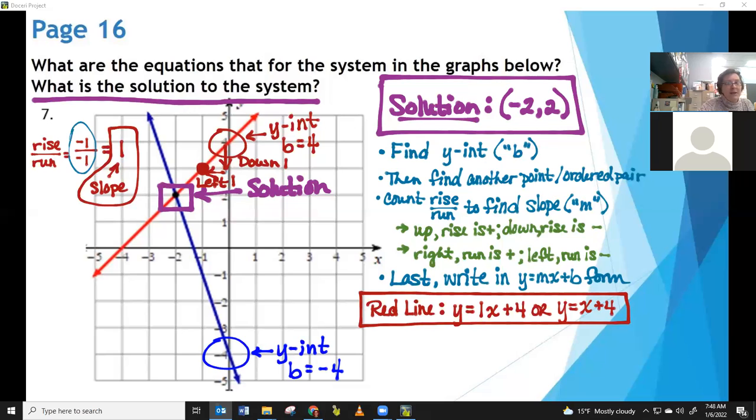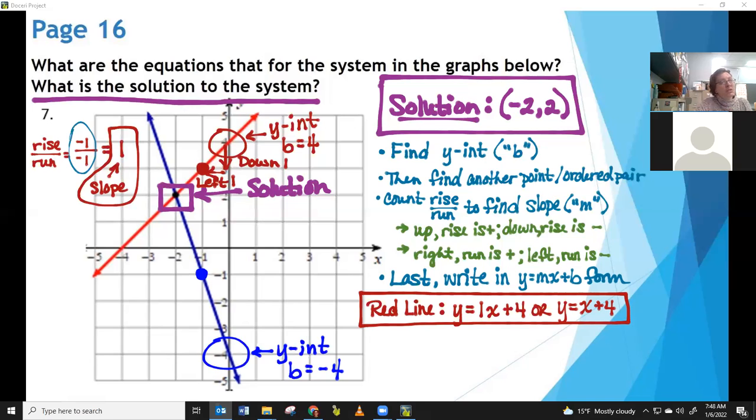Give me any other point where you could write down the ordered pair. I need another point that's on this blue line. Thank you, Anaya. -1, -1. We could use that. I'm kind of surprised that nobody said we could use the solution. We can use that for both of the lines if we want to. Again, it does not matter which point you pick on the line. You just have to pick something so that you can count between them.